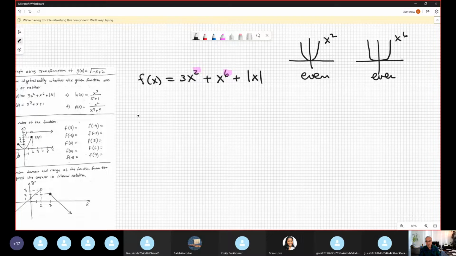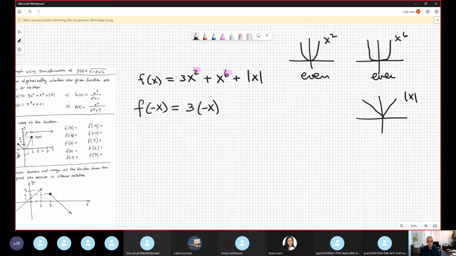And the absolute value function that I sent to you looks like that. This is the absolute value. However, the linear combination of these functions together is obviously even. But this is just intuition. Okay, no problem, suppose I don't know anything. I replace x with negative x. It's the classical idea: 3 times negative x squared plus negative x to the 6th power plus absolute value of negative x. Now I compute that.